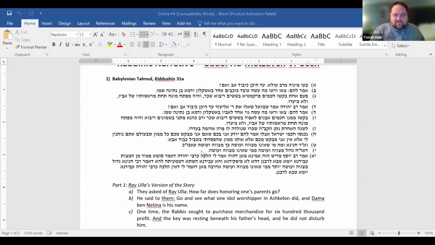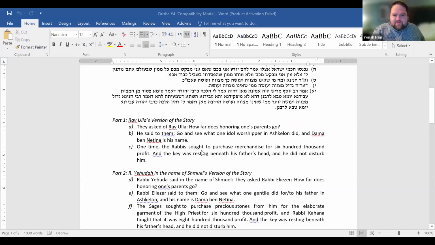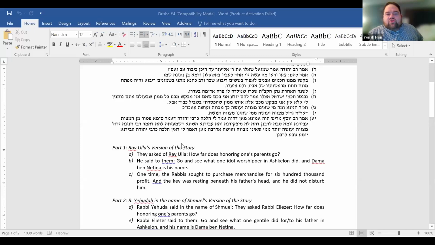Right? I left that translation up. Right? Turu ma'asa goy echad la'aviv ba'ashkelon v'dama ben Natina shemo. Same person, same geographic location. Now the details are a little different. Bikshu mimenu chachamim.